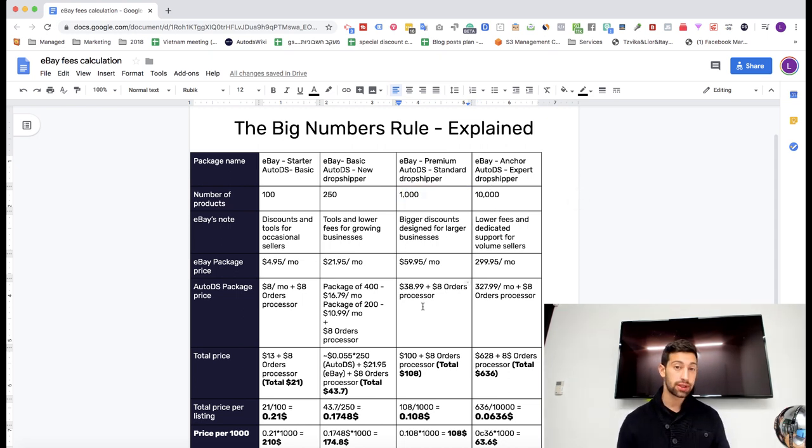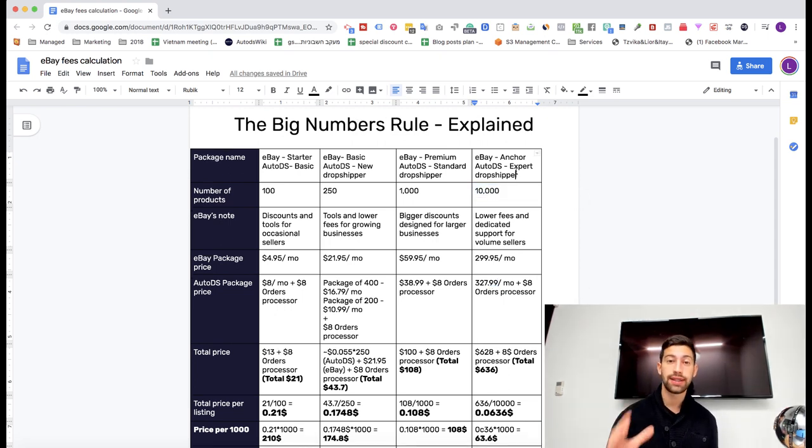Most of the dropshippers are afraid to grow to the sizes of 10,000 listings because their expenses will be so high. Their expenses will be 300 to eBay and 328 to AutoDS, which is really expensive. I agree with you that you shouldn't spend $630 for a not profitable business. But what if I tell you that to become profitable in this store size, it's really easy. And let's say why I say this with that high confidence.